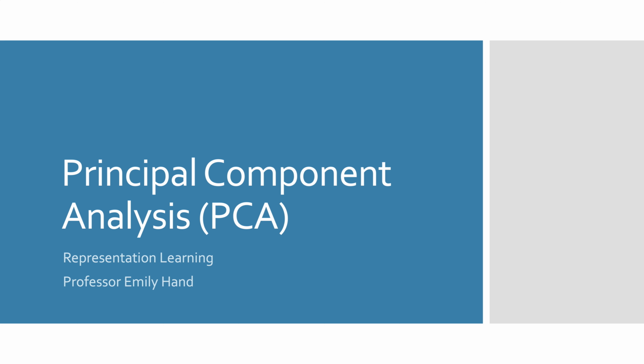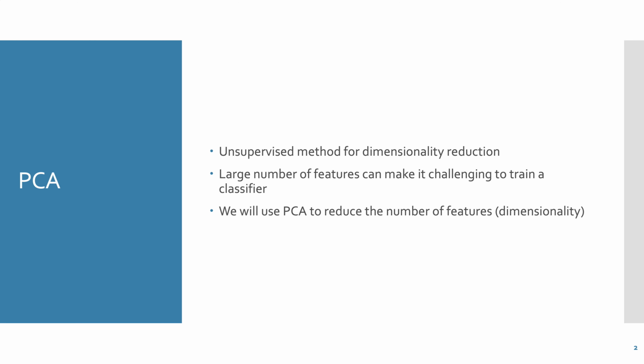This video will cover Principal Component Analysis, or PCA. PCA is an unsupervised method of dimensionality reduction. Having a large number of features can make it challenging to train a classifier. We will use PCA to reduce the number of features, which is the same as the dimensionality of the data.